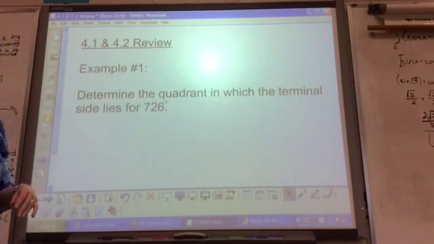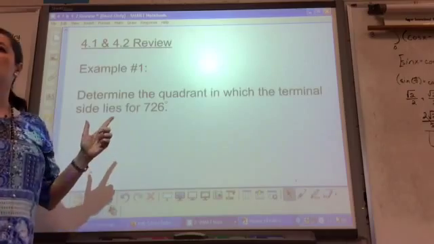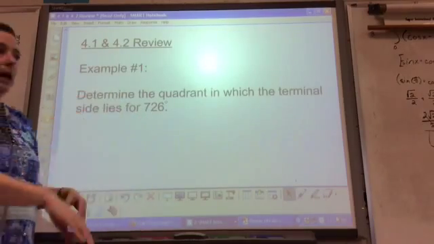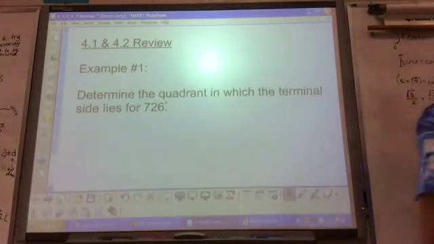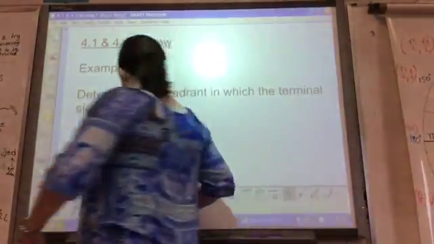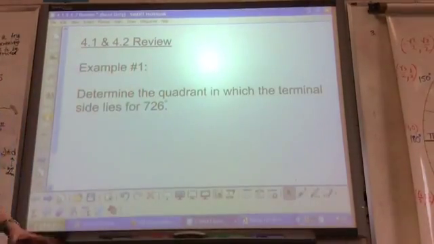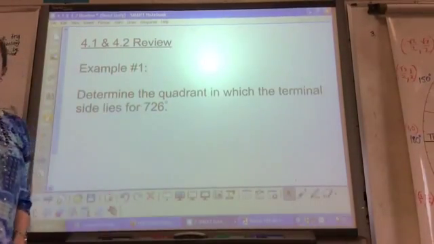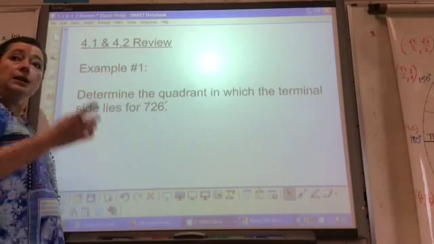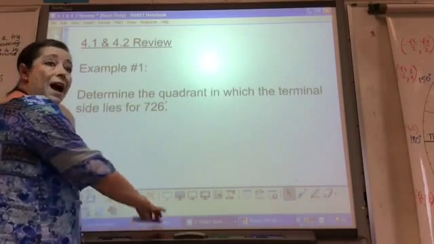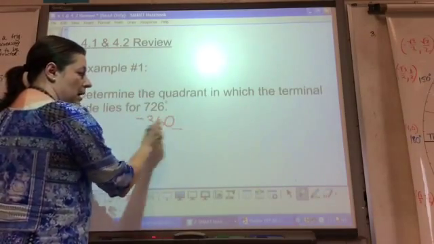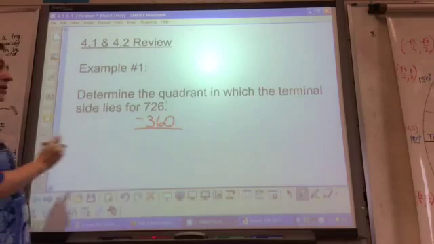So the first type of problem that's going to be on the test is one of these, where they say determine what quadrant whatever lies in. In this case, it's 726. So you'll need your circle. Let me ask you, what do we do? How would you go about this? You would go around the circle and subtract. Yeah, subtract. You're going around the circle, so if I went around one time, I can subtract that off, right? So what does that give you?